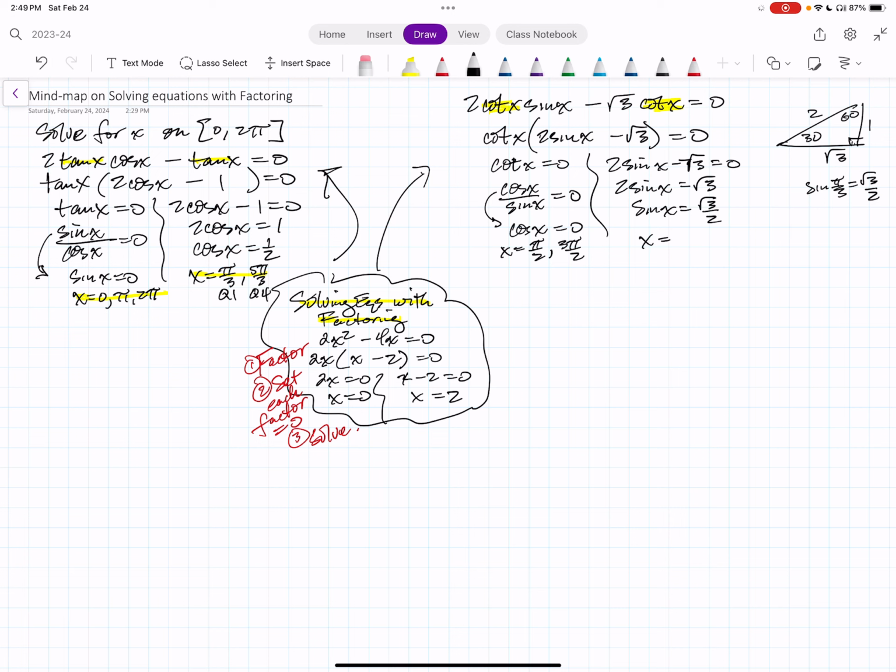One answer is in quadrant 1, since sine is positive in quadrant 1, and that's pi thirds. The other answer is in quadrant 2, and that's pi minus that. Pi minus pi thirds is 2/3 pi. And there we go, so we have two more solutions. We have 4 solutions in all: 2 here, so pi halves, 3 pi halves, pi thirds, 2 pi thirds. 4 solutions.